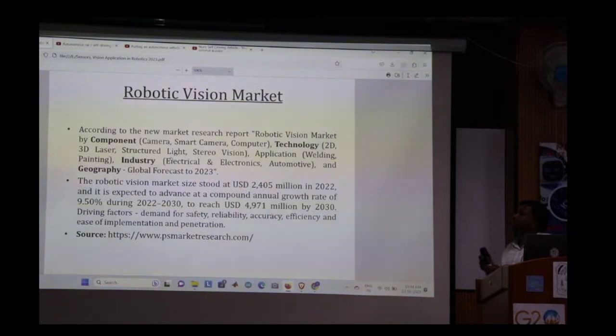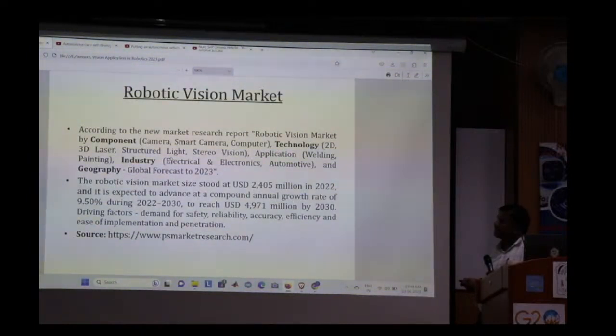Now coming to the robotic vision market. I told you my presentation is mainly on robotic vision, because we'll just see why. The robotic vision market tells you that there are different domains here. The first is the component domain. If you think about robotic vision, the component domain includes cameras and smart cameras. You know the difference between a camera and a smart camera, all of you know. Then we have computers. Then come to technology: we have 2D and 3D laser, structured light, stereo vision. These are different technologies that are prevalent. Then we have applications, which include welding, painting, things like that.